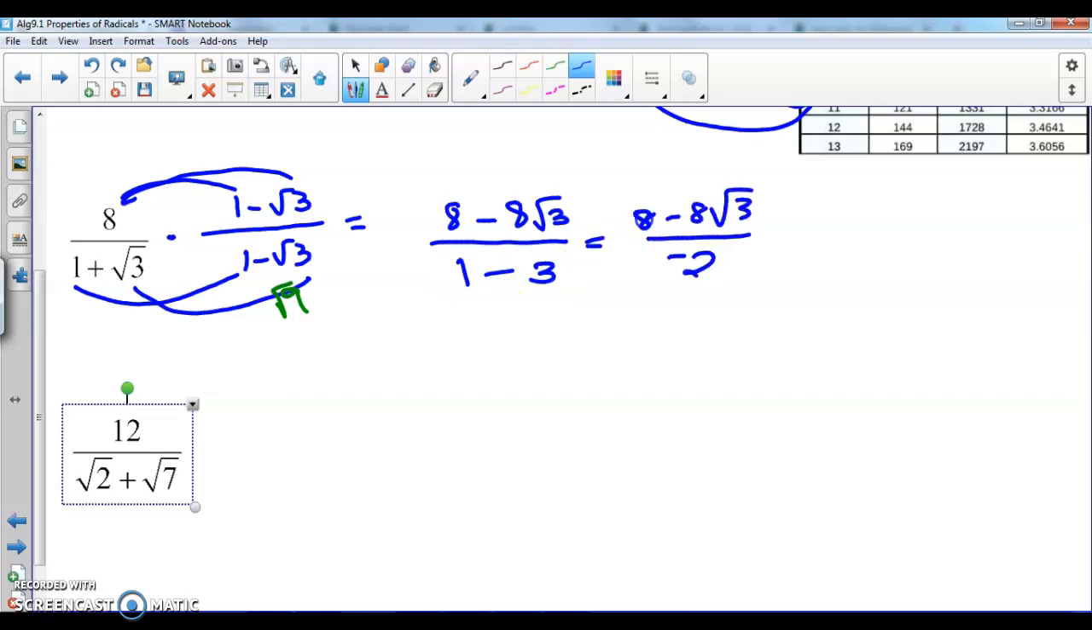Okay, now are we done? No. Why? Because 2 can actually divide the other regular numbers or integers in the numerator. So you have to divide each of these two regular numbers, not the radical, the integers. So what is 8 divided by negative 2? That's negative 4. Then what's negative 8 divided by negative 2? That's positive 4 radical 3. So that's the simplest form.